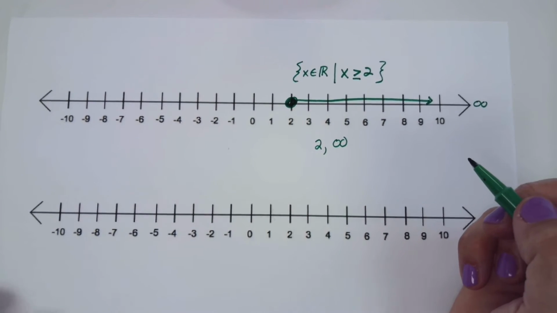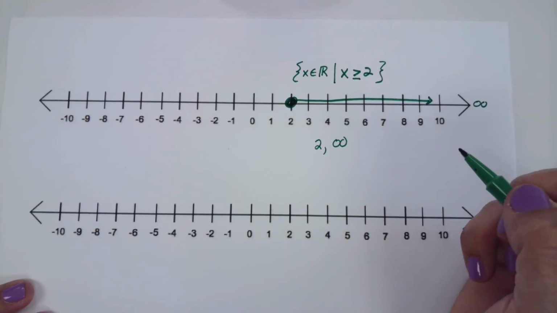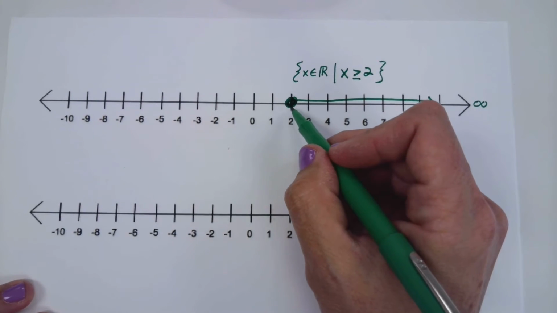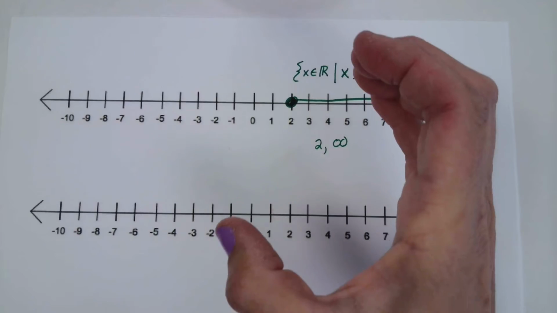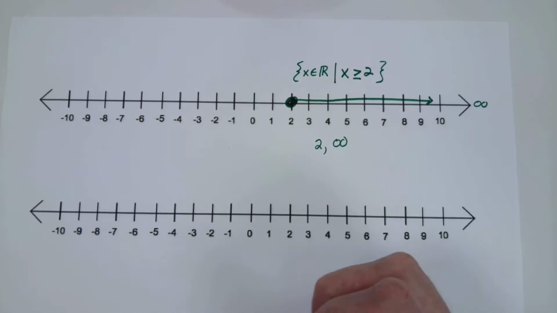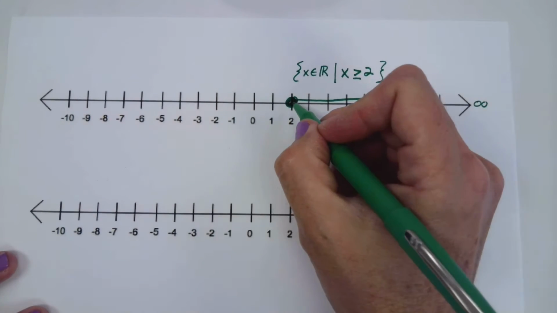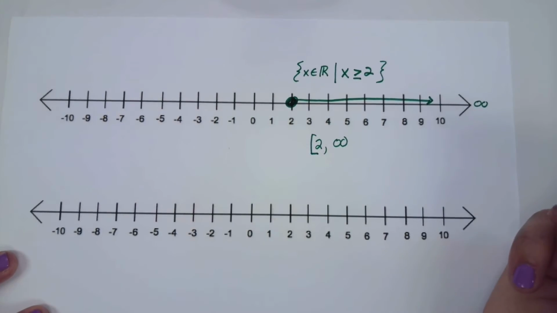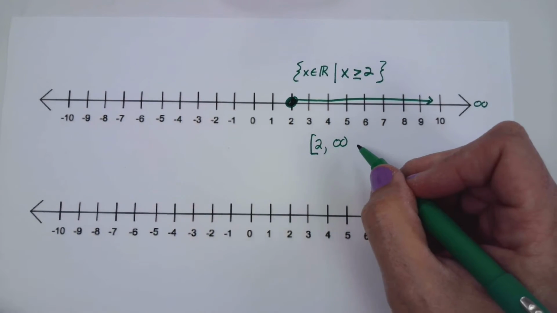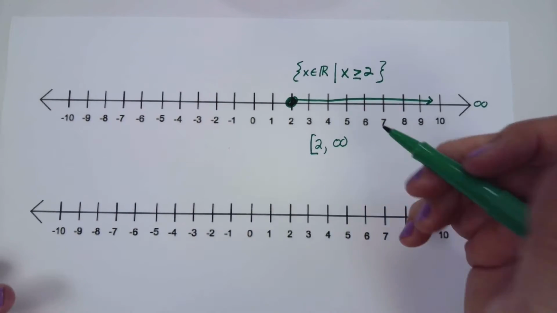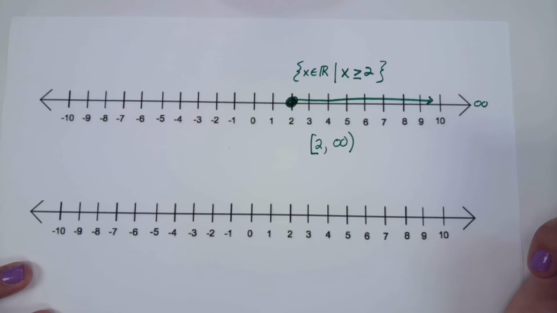And then you choose whether or not to put a parentheses or a bracket. Now, when you want the number, think of a bracket being like you're grabbing something. Parentheses is like, I'm staying away, I don't really want you. So I want this number, so I'm going to put a bracket around it. And then the infinity, you can never grab infinity. You can't reach it, so you always put a parentheses around that.